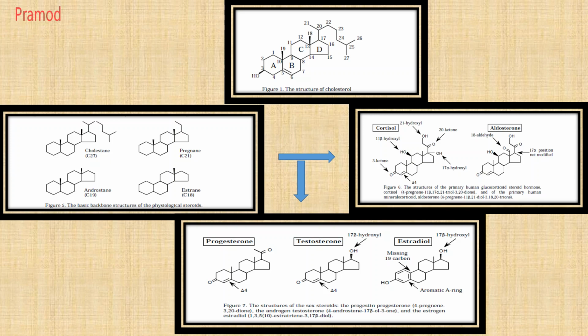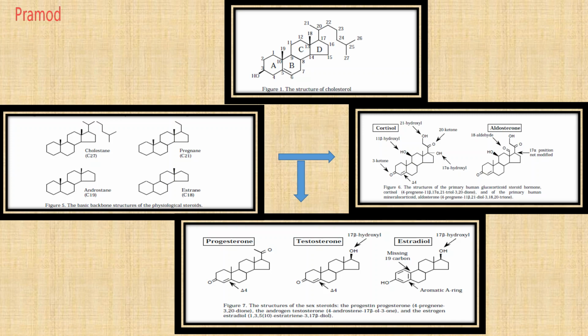So this is cholesterol. Now what happens when cholesterol gets converted to progesterone? First of all, the double bond changes from the 5th position to the 4th position. That is the first thing. In the case of progesterone, the OH group gets converted to a carbonyl group at the 3rd position, and at the 17th position it contains a ketone, that is a methyl ketone. Rest all things are the same.